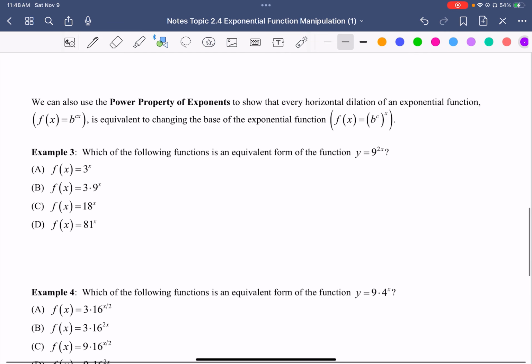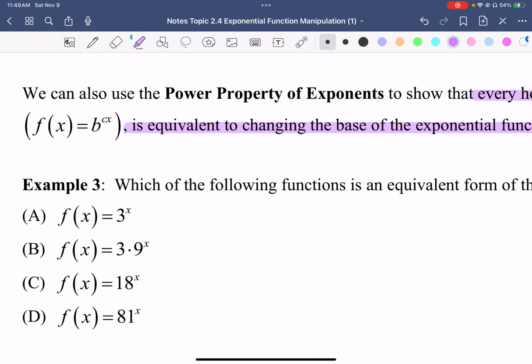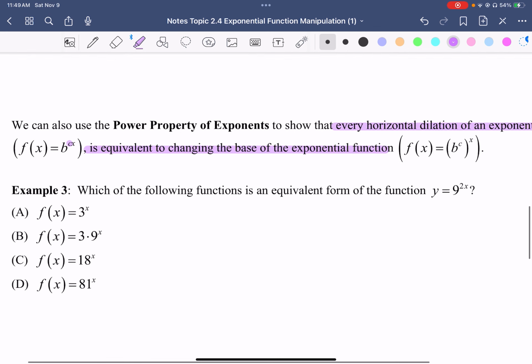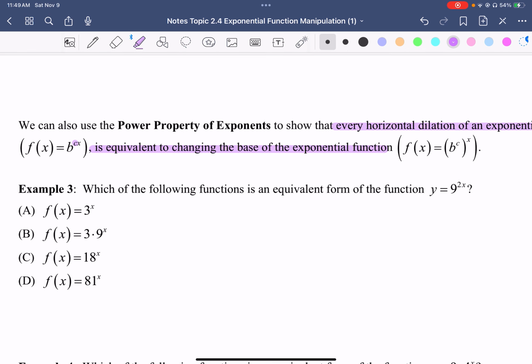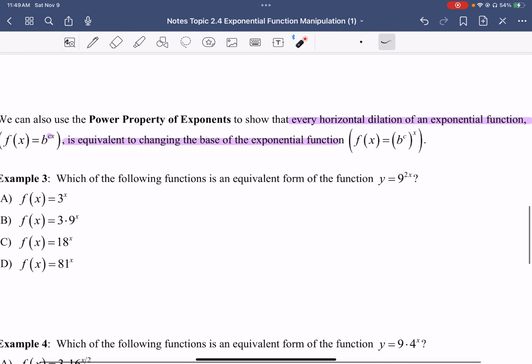We can also use the power property of exponents to show that every horizontal dilation of an exponential function is equivalent to changing the base of the exponential function. Okay, so every horizontal dilation is equivalent to changing the base of that exponential function. So here in the parentheses, you can see we have a horizontal dilation. They're using a different letter, but that's okay. It doesn't matter what letter they use. A horizontal dilation is any constant that is multiplied by x, okay? And they're saying that you can change the entire base. So the entire base, the base is everything in the parentheses, okay?